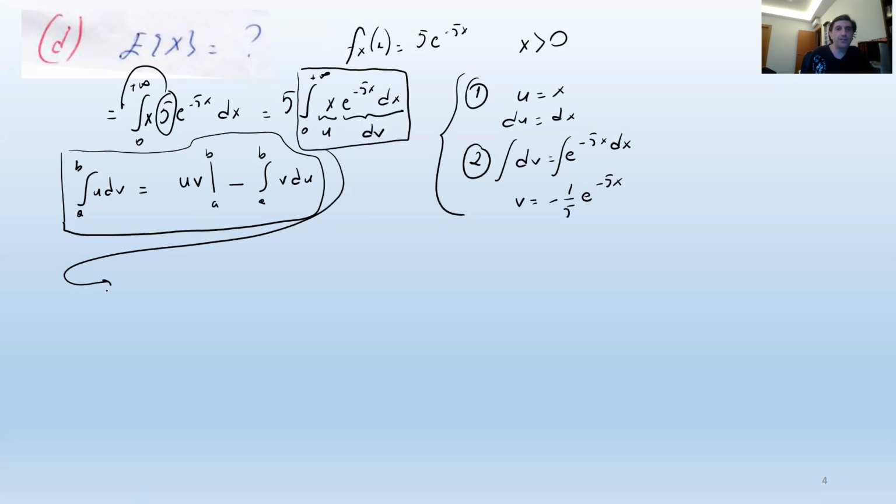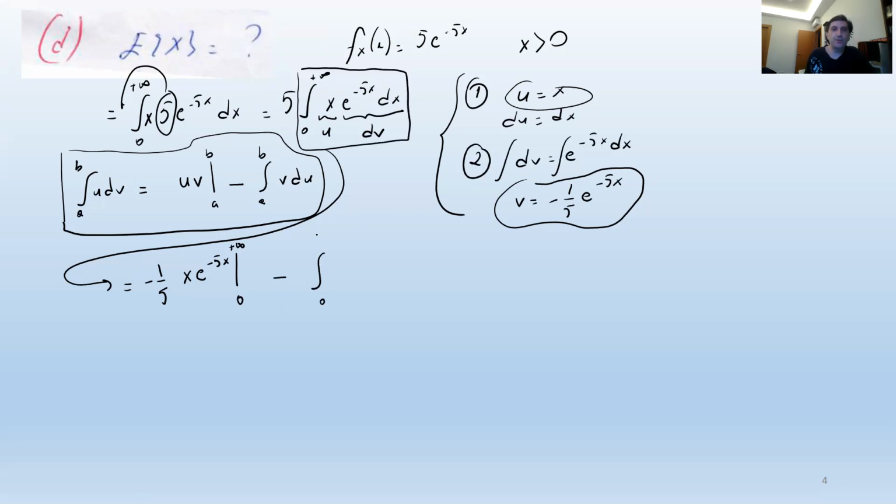This part, therefore, is going to be equal to u times v. So it's going to be minus 1 over 5 x exponential minus 5x, but note that this is going to be evaluated between 0 and plus infinity. Minus, again from 0 to plus infinity, we have v times du. Where is our v? It's going to be minus 1 over 5, so let's put here plus 1 over 5. It's going to be exponential minus 5x, and du is dx, so this is going to be dx.